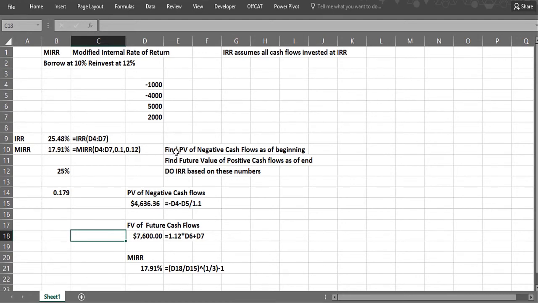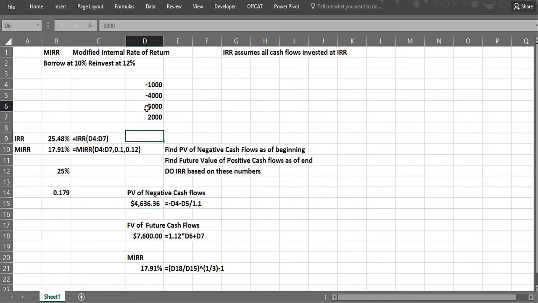Well, what the MIRR function does is it finds the present value of the negative cash flows as of the beginning of your time horizon, and then it finds the future value of the positive cash flows as of the end of the horizon. And then you can do an IRR based on those two numbers. So what's the present value of the negative cash flows? Well, we borrowed at 10%. So basically, you've got to take that 1,000 plus 4,000 divided by 1.1. Put a minus sign in front of those to make these positive. You get 4,636, which is really what you were laying out.